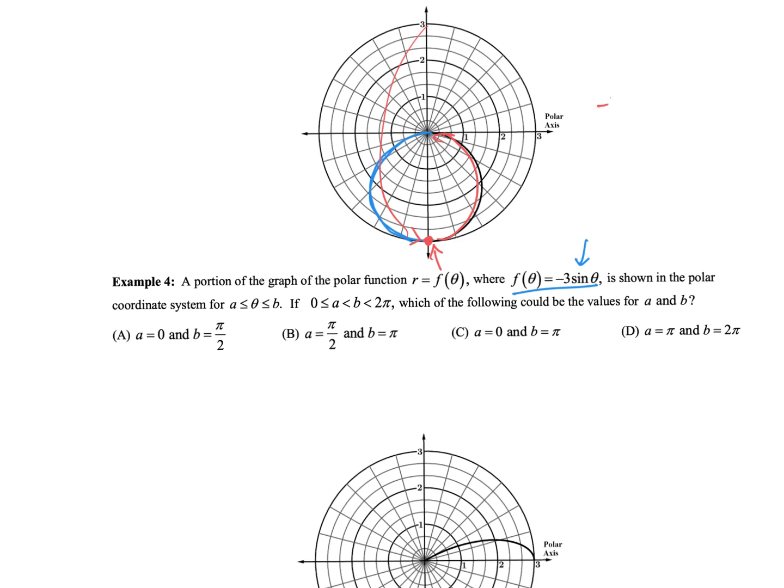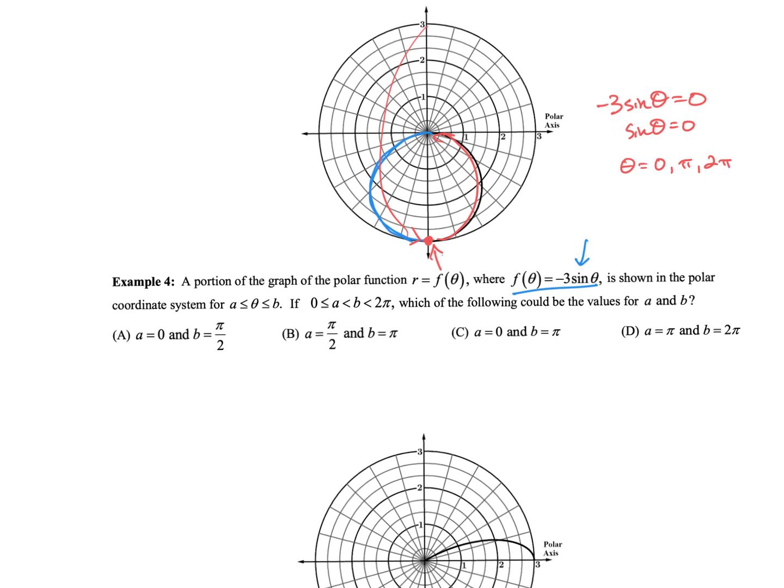And so when it touches the pole is when I set it equal to 0, because at 0, it's at the pole. I don't have a radius going out. And so now I divide by -3, which is still 0. And so then when is sine 0? At 0. When else? At pi. When else? At 2 pi and so forth.